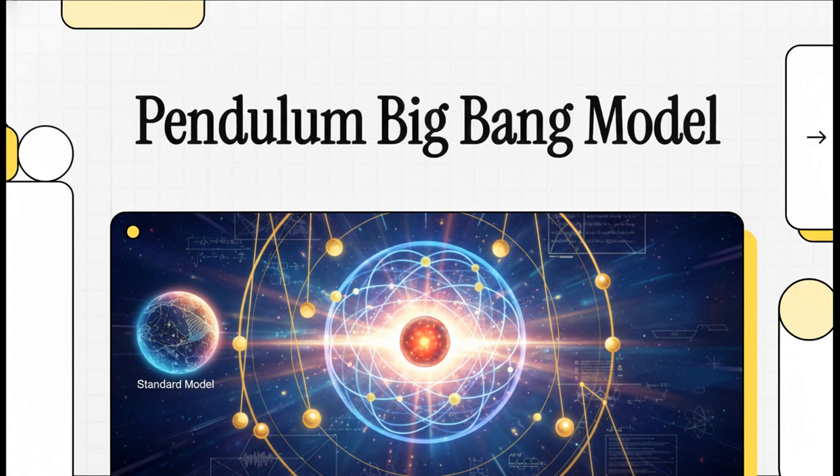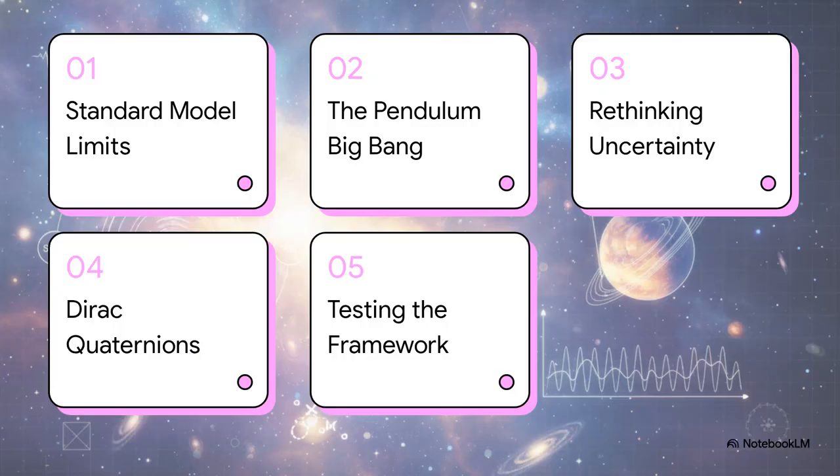Let's dive in. We've got a clear roadmap to tackle this today. First, we'll look at the Standard Model's limits. Then, we'll explore the Pendulum Big Bang. Third, rethinking Heisenberg's uncertainty. Fourth, Dirac quaternions explained. And finally, number 5, testing a unified framework.